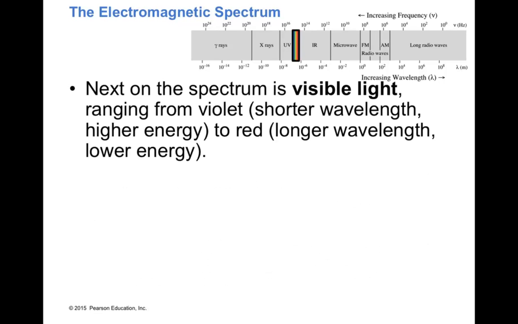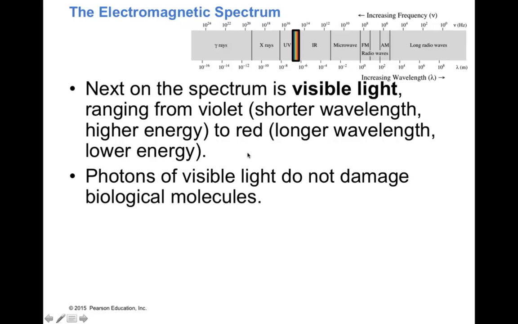The fourth group is the visible light, ranging from the violet to the red. Remember that the violet has a shorter wavelength, and the frequency also has a higher energy, higher frequency as compared to the red. So the red one has a longer wavelength, and we are increasing from left to right the wavelength. So that's why we have the red here and the violet on the left inside this visible light region.